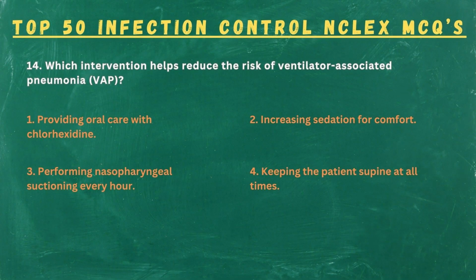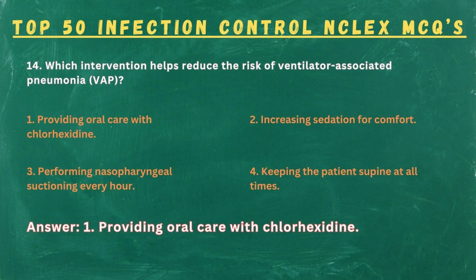14. Which intervention helps reduce the risk of ventilator-associated pneumonia, VAP? 1. Providing oral care with chlorhexidine. 2. Increasing sedation for comfort. 3. Performing nasopharyngeal suctioning every hour. 4. Keeping the patient supine at all times. Answer: 1. Providing oral care with chlorhexidine.